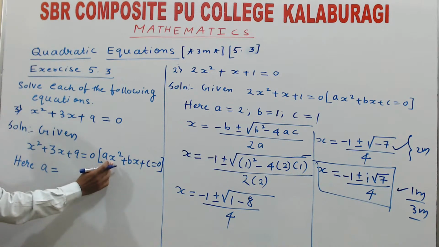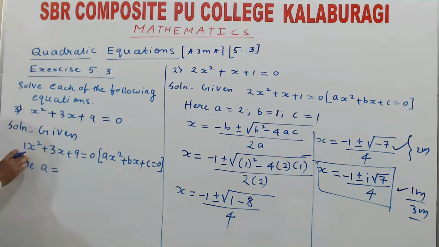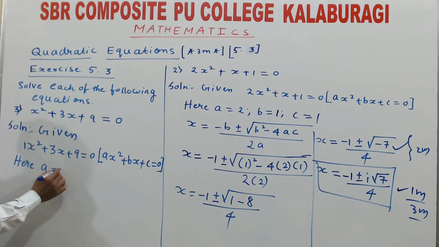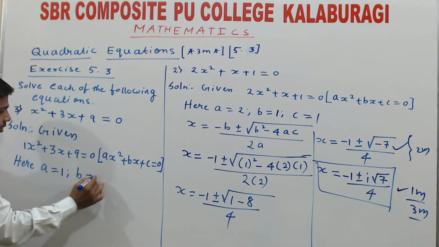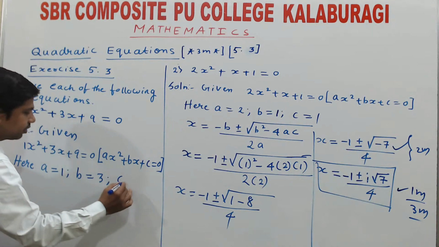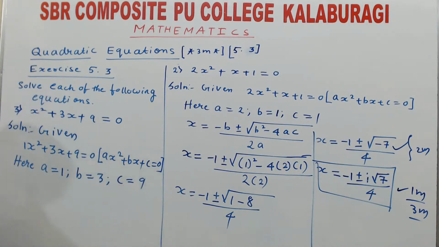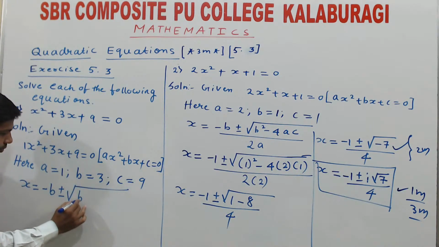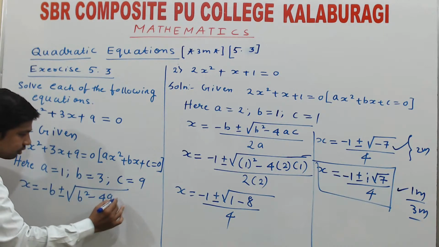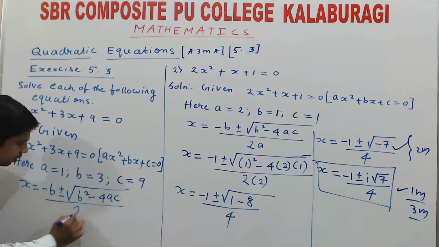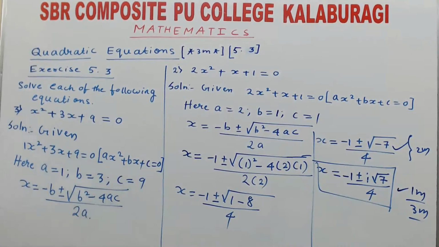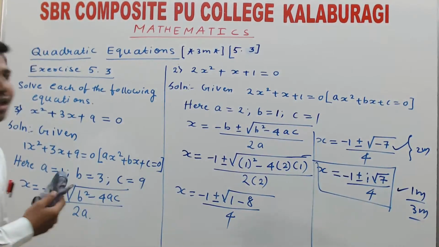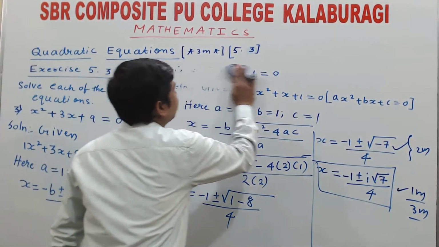Here, what is a? Coefficient of x square, nothing is there. What is there? 1 is there. Coefficient of x square is 1, so a is 1, b is 3, and c is 9. Let us write the formula: minus b plus or minus square root of b square minus 4ac divided by 2a. Substituting all those values of a, b, c in the given formula.